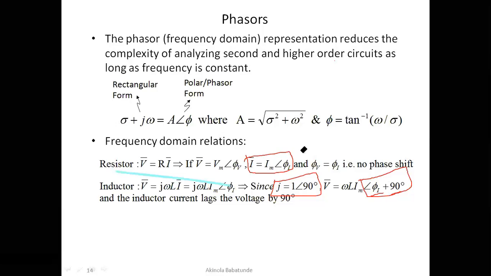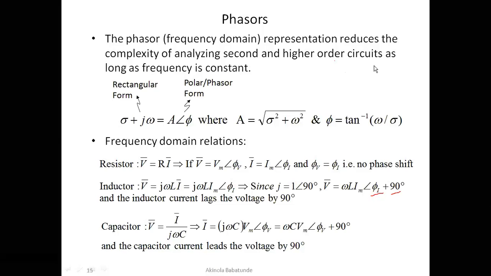Okay, so this is what happens when we're dealing with an inductor. And don't forget, in an inductor, we said that current lags the voltage by 90 degrees. Okay, this is what happens in an inductor. Okay, what happens in a capacitor? How is this represented when we're talking about capacitors?